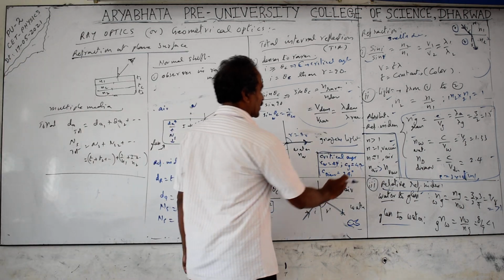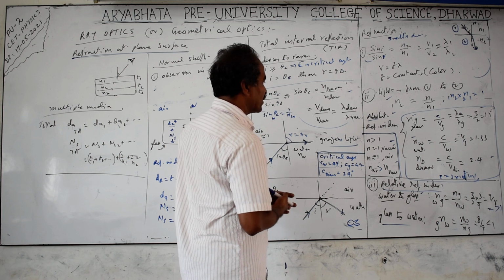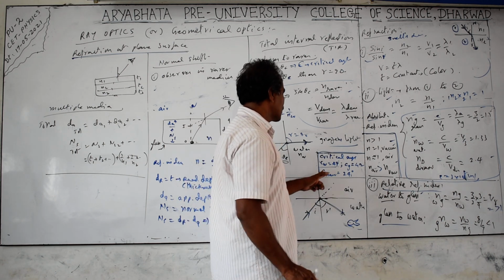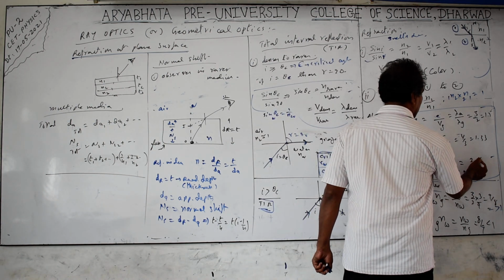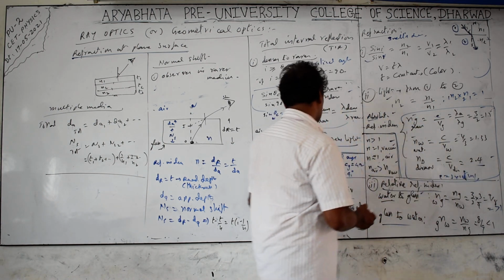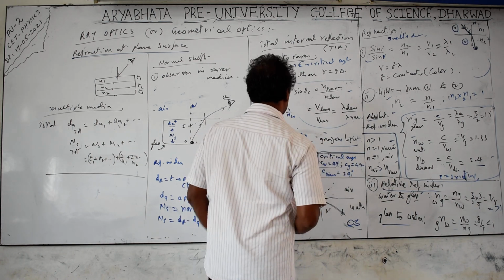Okay, 49 and 42 are correct only, but you need to remember water, glass and diamond, these three. The diamond value exactly is not required to remember, just know that the critical angle is very less because the refractive index is very high. Diamond refractive index is 2.4, so the critical angle value is 24. Exact value remembering is not required, just know that it is very high values.